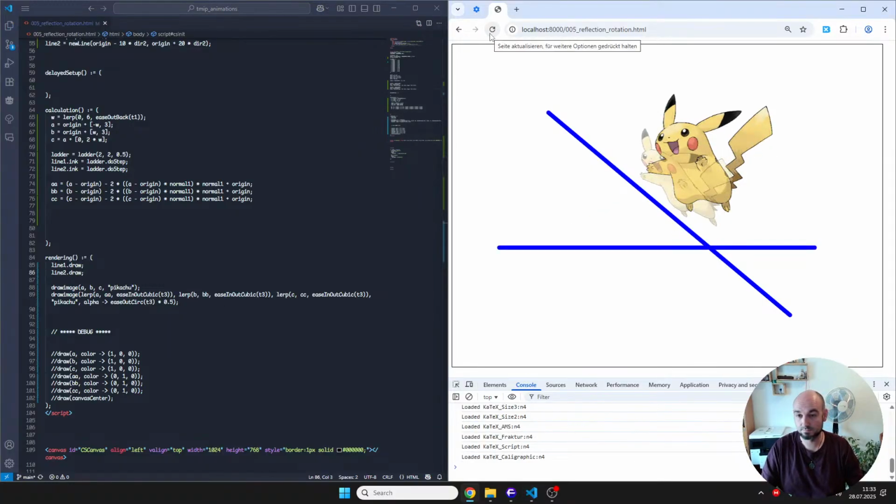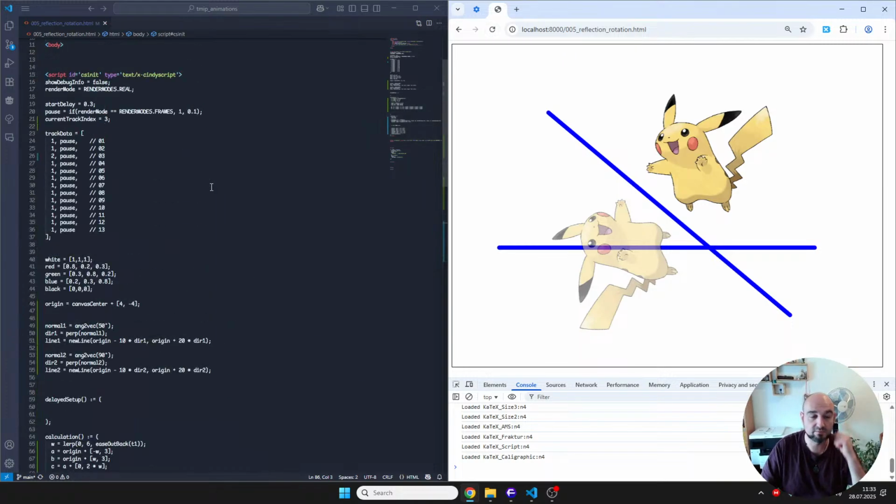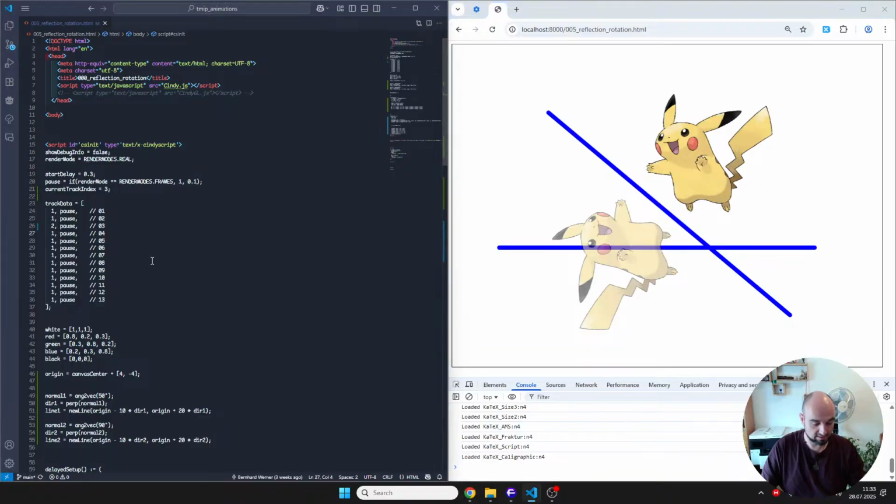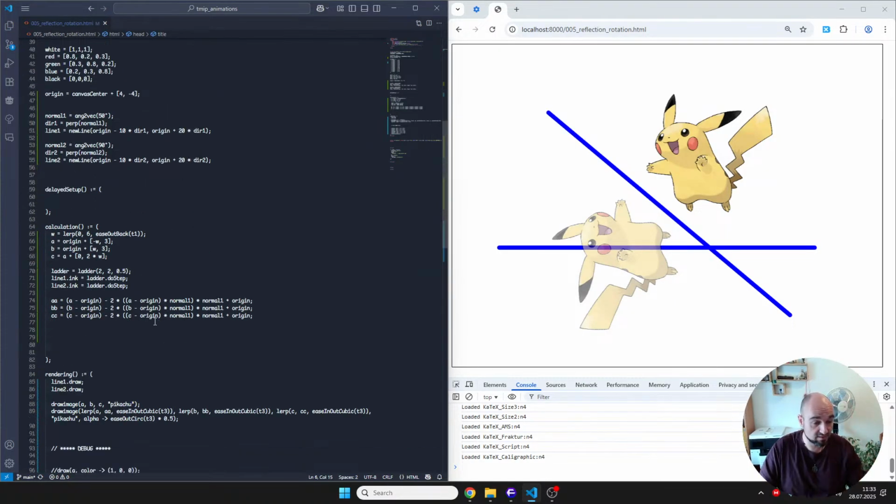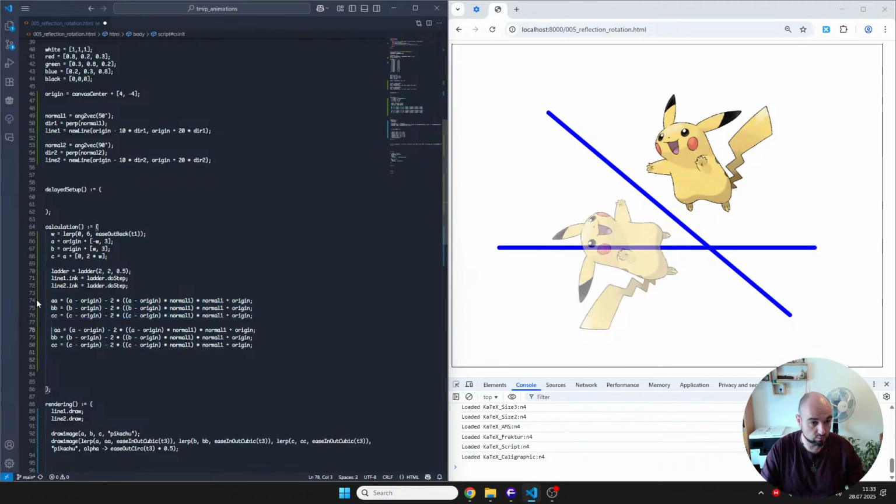Right, and now we can get back to the second line. So we have one flip, two flip, three flip, four. So let's do it one more time. And obviously we will do it one more time. So we will take new points and we will reflect them on the second line, and what we have to reflect are the first reflected points.